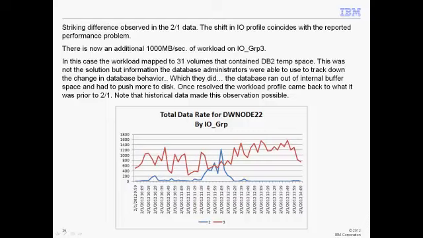This was not the solution, but information the database administrators were able to use to track down the change in database behavior, which they did. The database ran out of internal buffer space and had to push more to disk. Once resolved, the workload profile came back to what it was prior to 2-1. Note that this historical data made this observation possible. Without it, the database administrators would still be pointing at the disk subsystem as the problem.